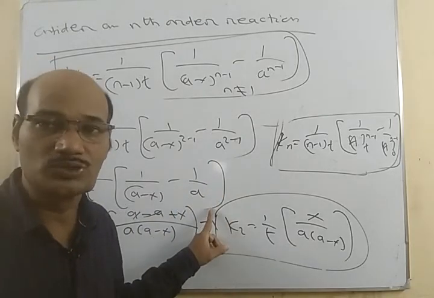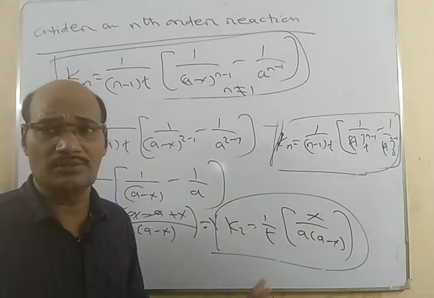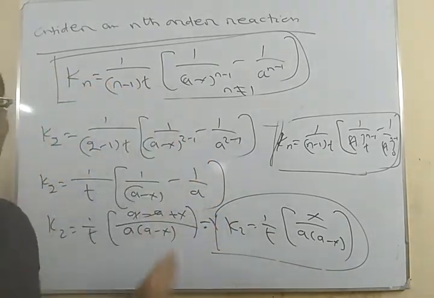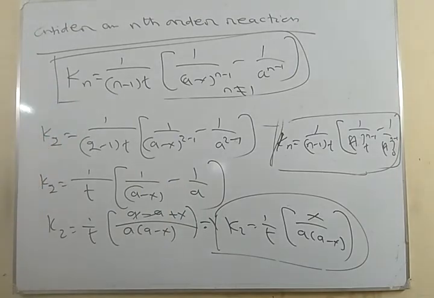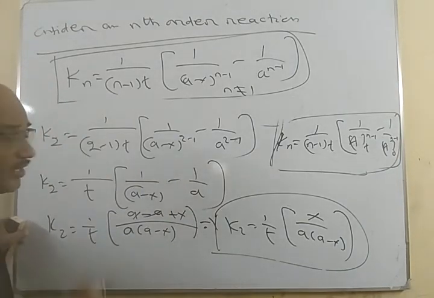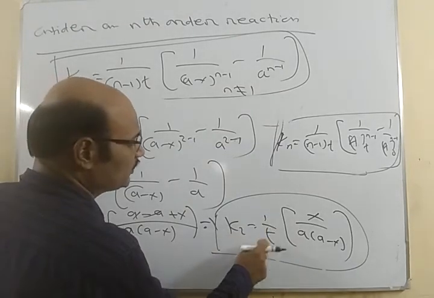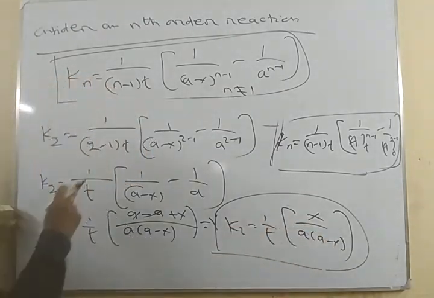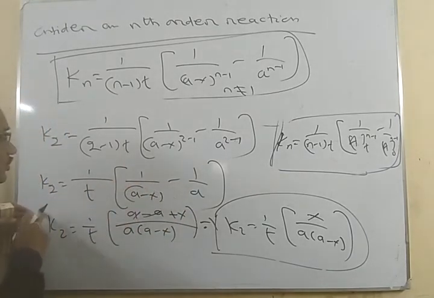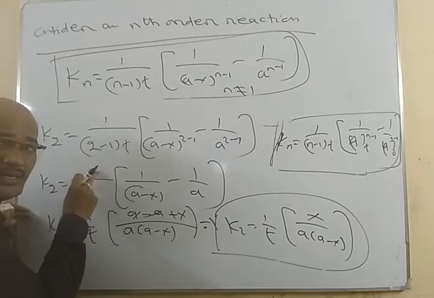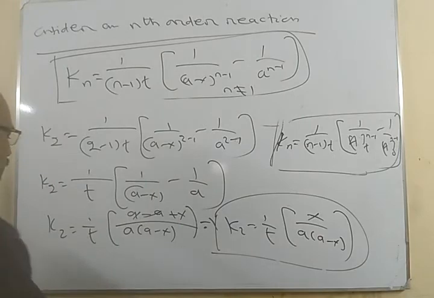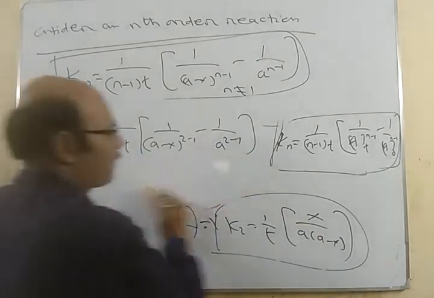So for any reaction or reaction of any order except first order, we can write the expression for k. Okay. For zero order, k equals x by t. For second order, 1 by t into x by a into a minus x, or you can say 1 by t into 1 by a minus x minus 1 by a. If I take third order, 1 by 2t into 1 by a minus x square minus 1 by a square. Okay.